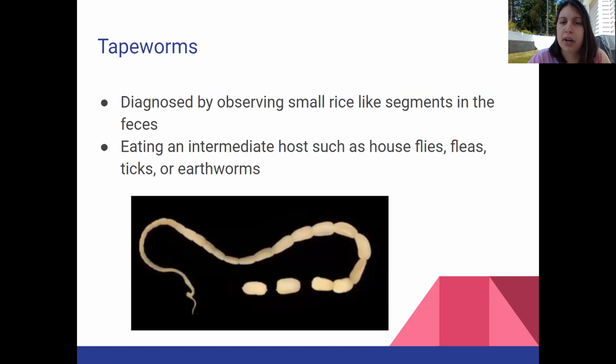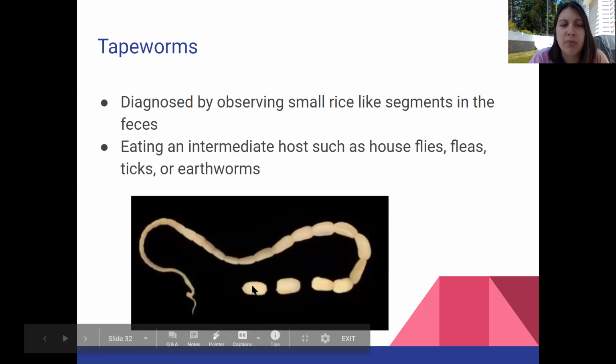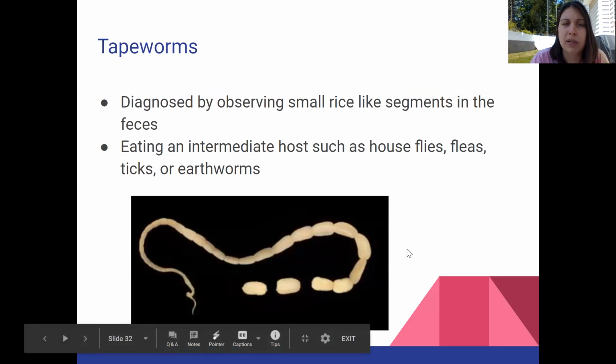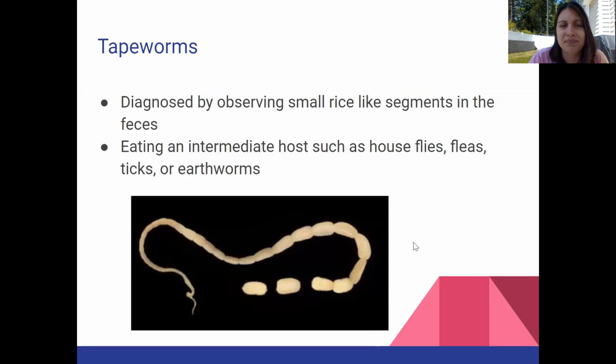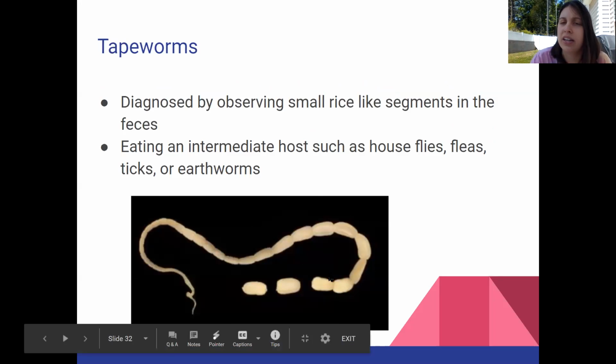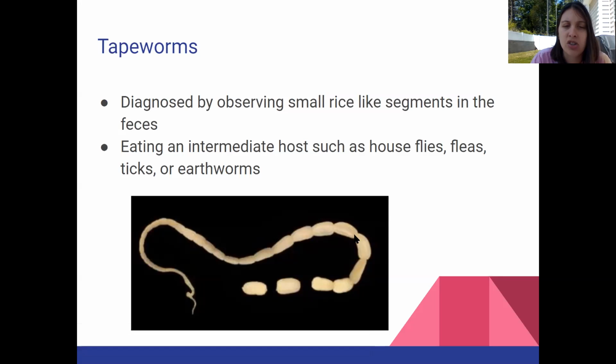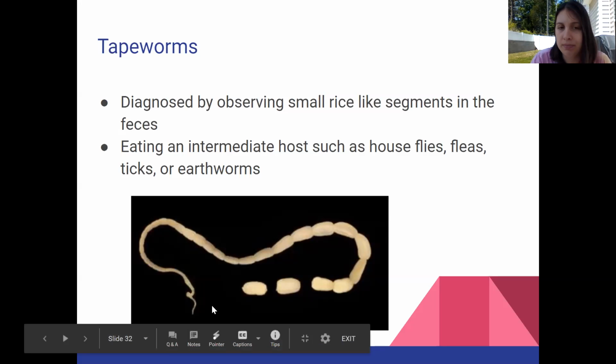Tapeworms, pretty similar scenario. Just about exactly the same scenario, except the only difference is that tapeworms are segments, so they look like little rice pieces. Their life cycle is still essentially the same. Tapeworms are harder to get rid of because one of these pieces can break off and regenerate and end up looking just like the original one. So tapeworms are really difficult to get rid of.